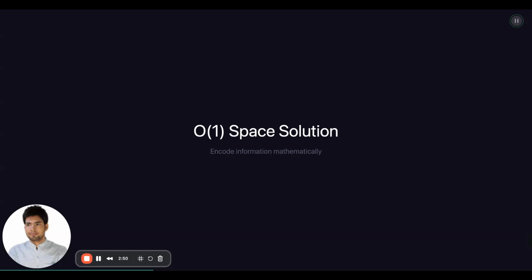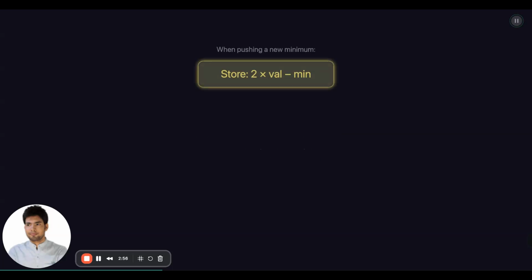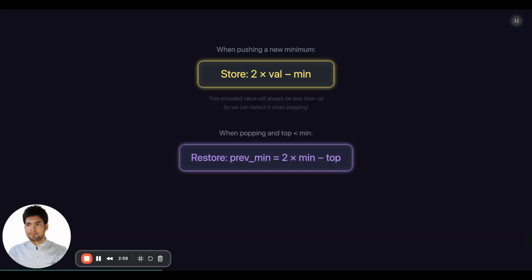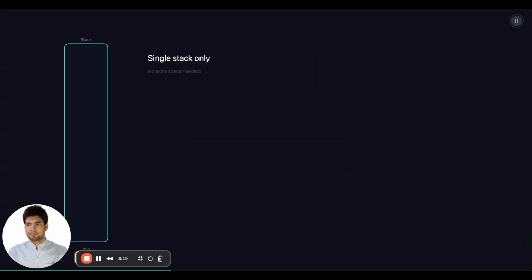Instead of using extra space, we will encode the minimum information mathematically inside our stack itself. Here's the magic formula. When pushing a new minimum, instead of storing the actual value, we store 2 times value minus current min. This encoded value will always be less than the new minimum, so we can detect it later. And when popping, if top is less than min, we restore the previous minimum using 2 times min minus top. Beautiful, isn't it? Let's see this in action.